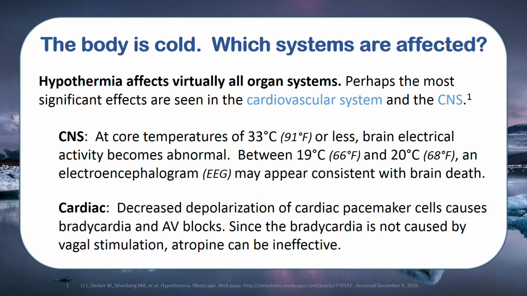Cardiac, decreased depolarization. This is where we start to get bradycardia. The SA node finally says, you know what, I can't do this anymore. It starts to brady down. I get an AV block built in at this point. Atropine's not going to do us any good here. And so with our cold patients that are bradycardic, I'm in a lot of trouble.